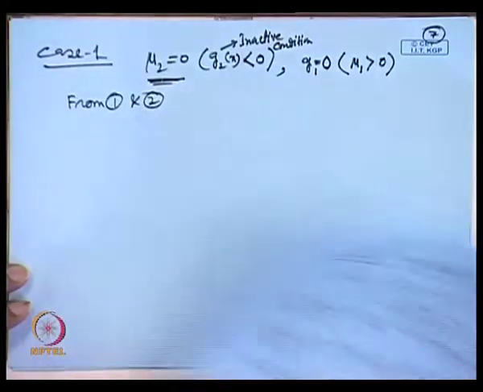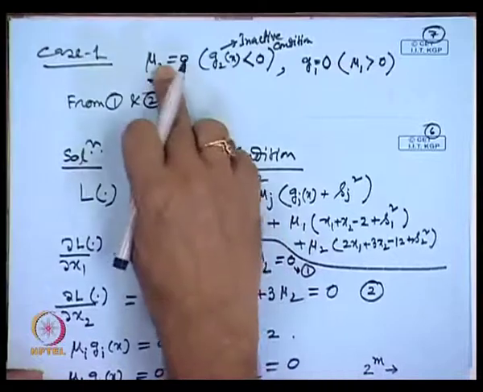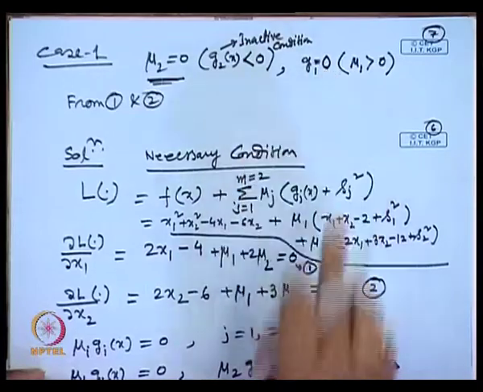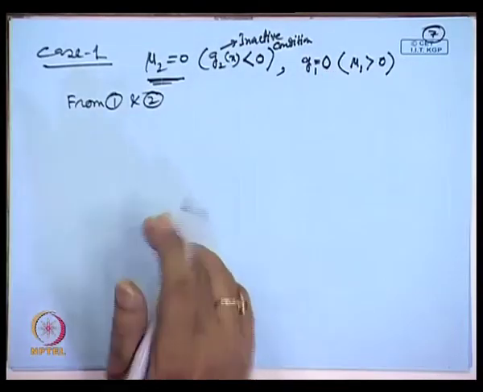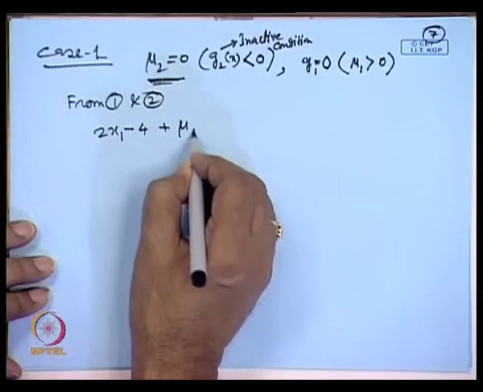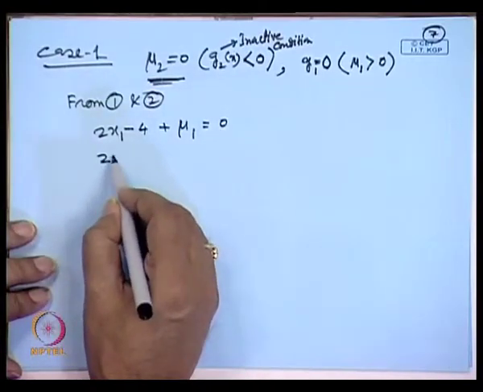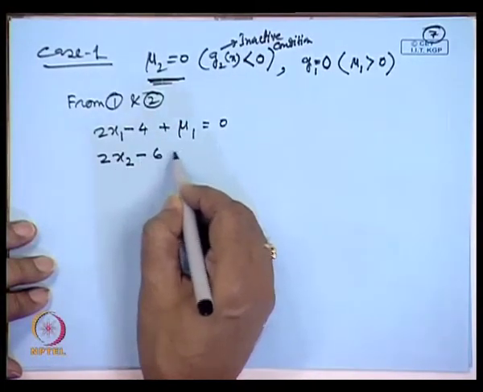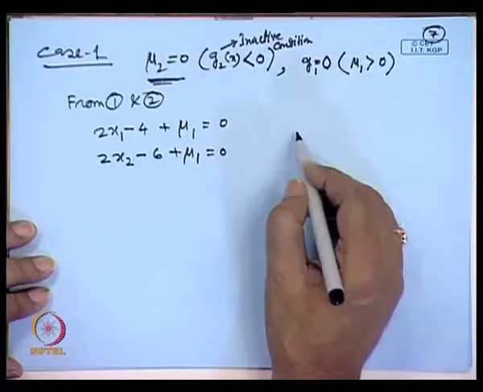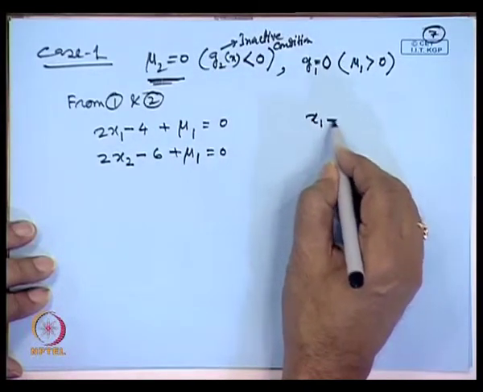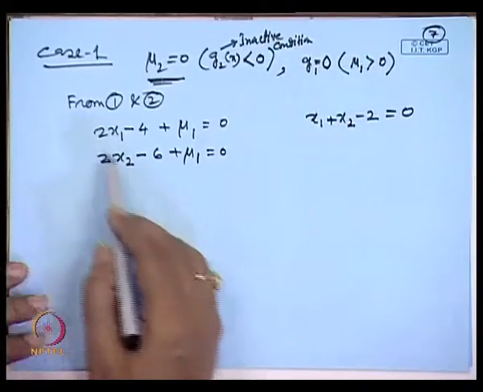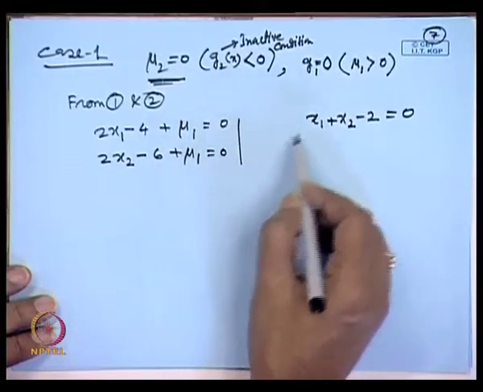So, from equations 1 and 2, mu 2 is 0, and there is a constraint g 1 equal to 0. So we put mu 2 equal to 0 from 1 and 2, then we get 2 x 1 minus 4 plus mu 1 is equal to 0. Another equation is 2 x 2 minus 6 plus mu 1 is equal to 0. And g 1 is 0, where g 1 is x 1 plus x 2 minus 2 is equal to 0. So we have 3 unknowns, and we have to solve these 3 equations.